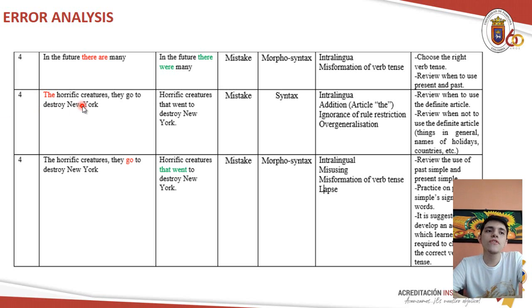So this is a mistake, and the source of this error is intralingual because it directly comes from the target language, and addition because he wrote the article the, which was not necessary, and overgeneralization because he thought that we always use this definite article in all cases. Okay, so I suggest to review when to use this article, and when not to use the definite article, for example with things in general, names of holidays, countries, etc.